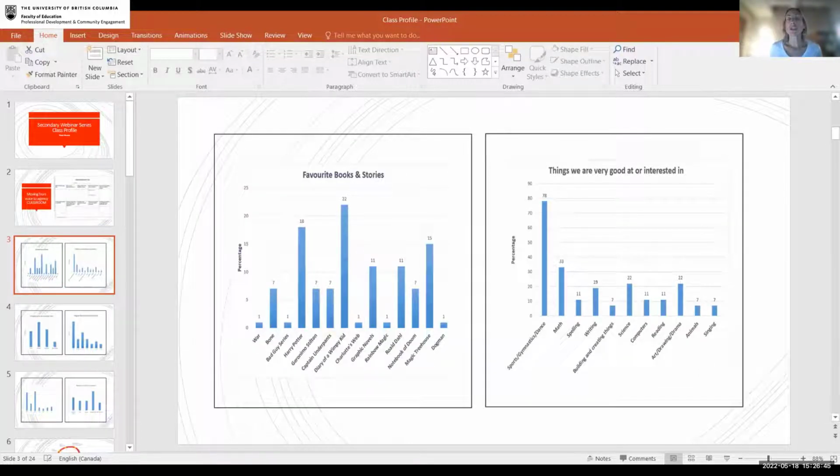So at Foothills Elementary, I worked with a grade 4 class. The teacher was really struggling, and that was kind of where we started. I was like, let's find out what they want, what they need, what they want to learn more about.